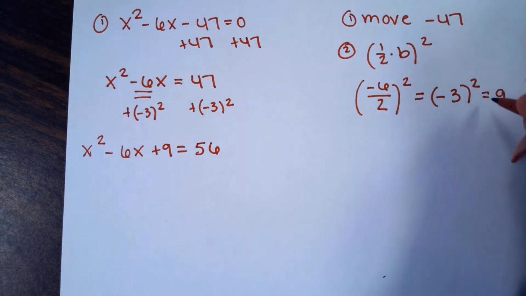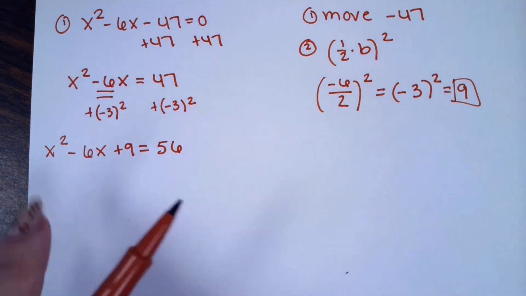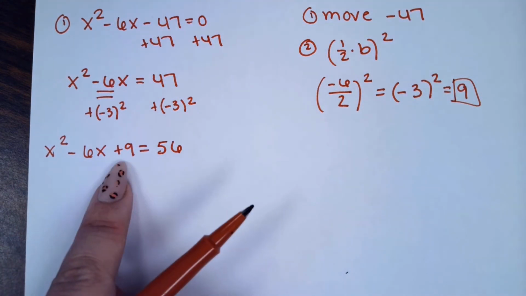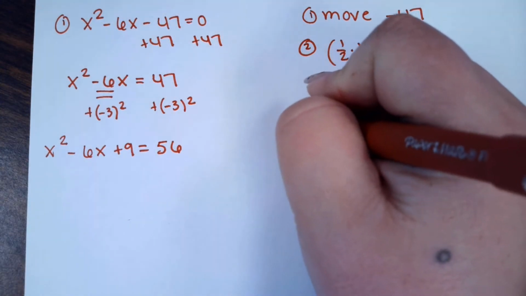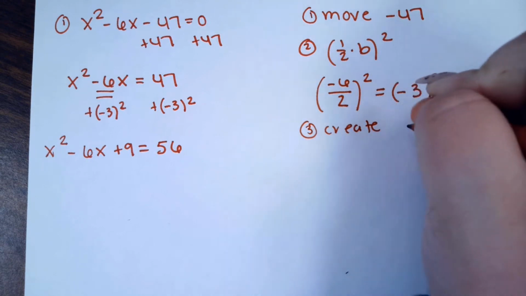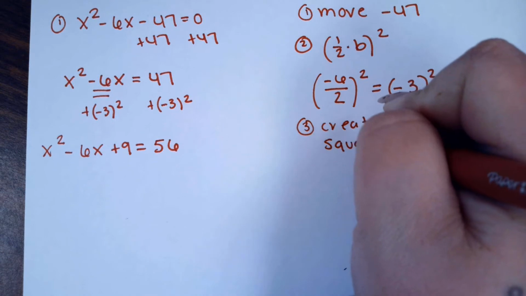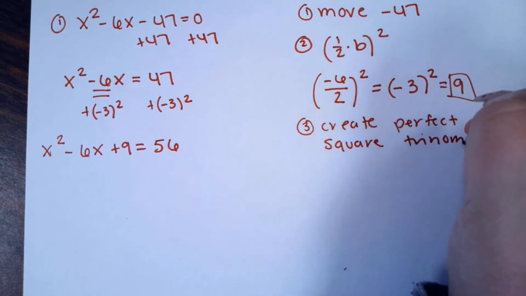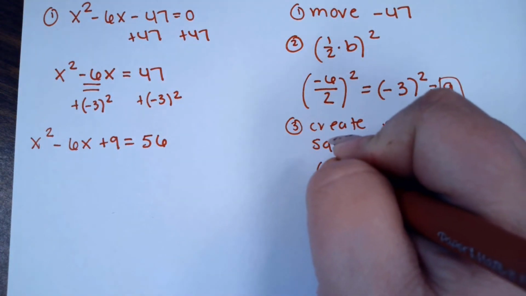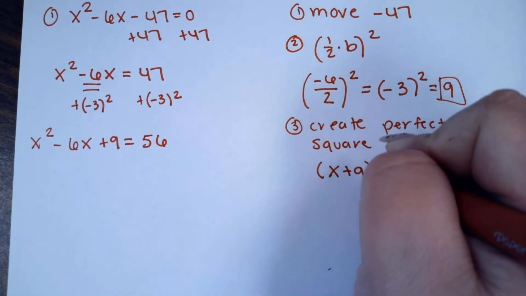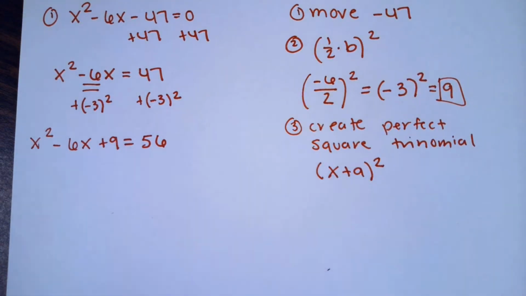Now, 9 is kind of our magic number here. It's our magic number because when we add it over here, it creates a perfect square trinomial. So we've created a perfect square trinomial. And what that means is when we factor it, it's going to be something like x plus a squared. So whatever our factor is, it's just going to be that factor twice.